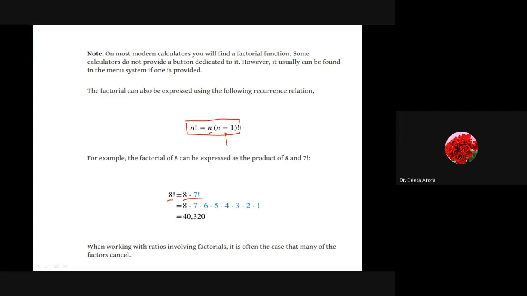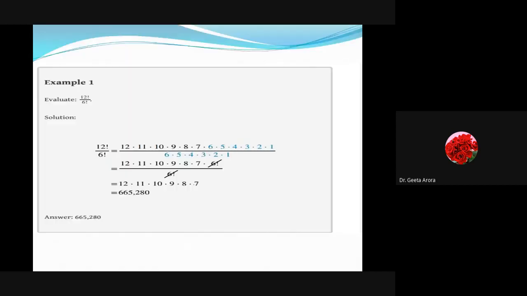And how? Because we know 8 factorial can be written as 8 into 7 into 6, 5, 4, 3, 2, 1. So we can write 8 into this whole. And what is this whole? 7 factorial. Similarly, how can we write 7 factorial? I can write it as 7 into this whole, it means 7 into 6 factorial. So that's why we are getting this general term that n factorial can be written as n into n minus 1 factorial. Right? So these are some identities related to binomial theorem.